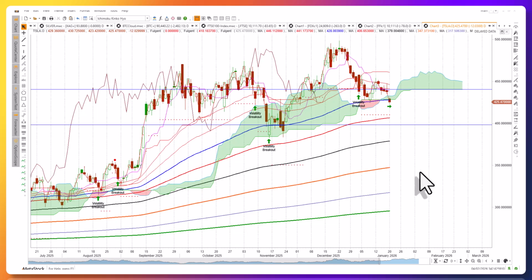Good day, traders. Richard here, a quick Ichimoku cloud chart and artificial intelligence trading review of Tesla. We're right here at a critical juncture. Tesla is fighting hard for support at the bottom of the cloud, so watch that level very closely.